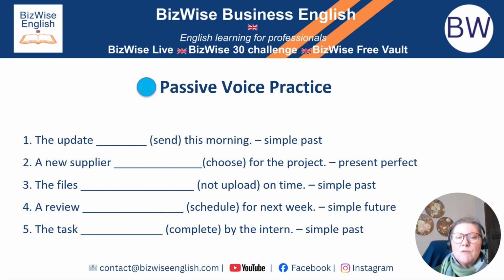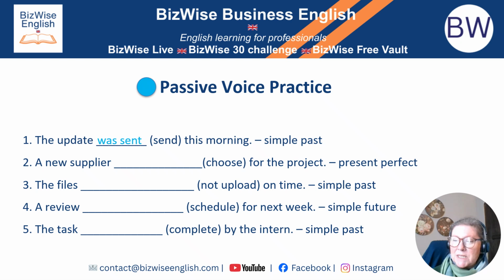So here we've got some sentences for you to practice. And number 1, if you look at the end of the sentence, that is the tense I want it to be in. So number 1, I want in the simple past. So the verb to be will be in the simple past, followed by the past participle of the verb in brackets. The update was sent.